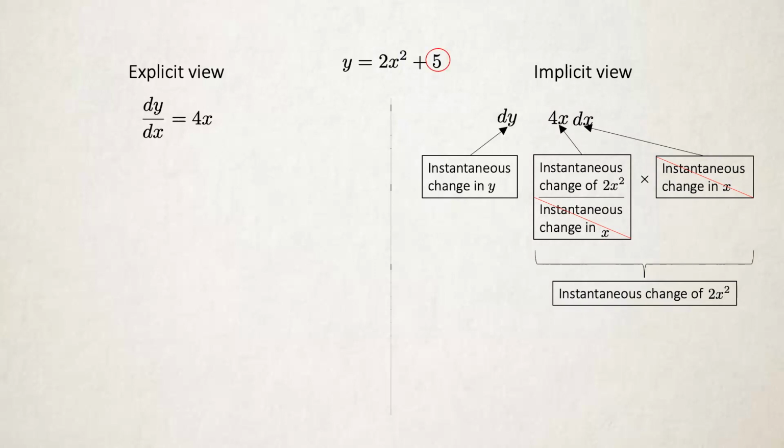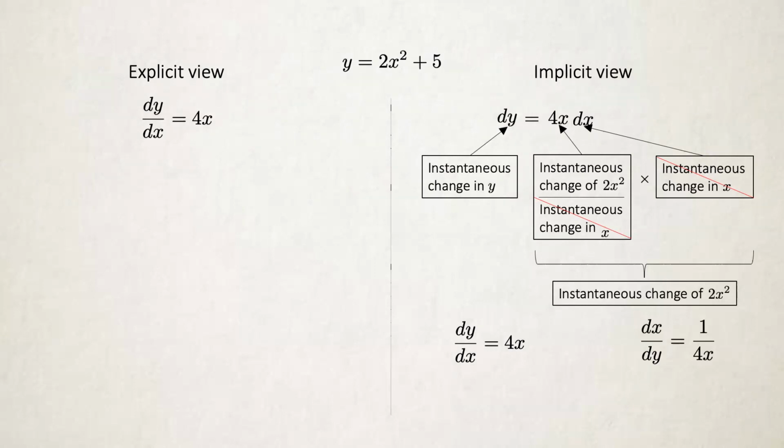By the way, the second term of the right-hand side is 5, whose instantaneous change is 0 because it simply does not change. Finally, we can equate the instantaneous change of the left-hand side with the instantaneous change of the right-hand side. Now you can get two different types of derivatives. The first one is dy/dx, which you can get by dividing both sides by dx. So it becomes 4x. Note that it is the same as the derivative you got with the explicit approach.